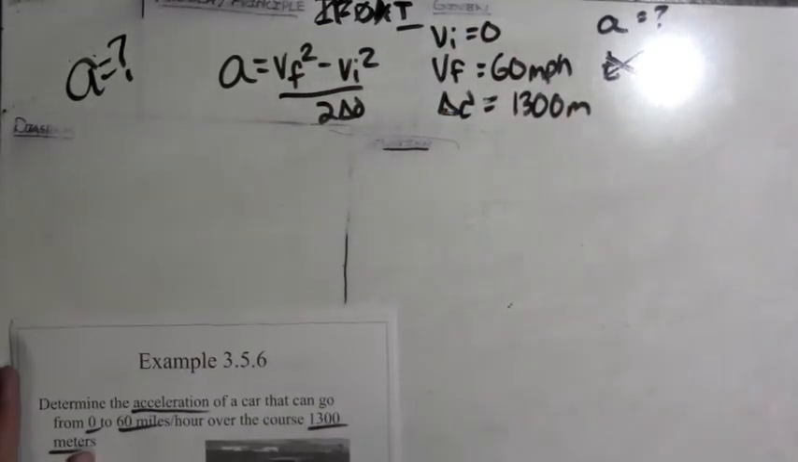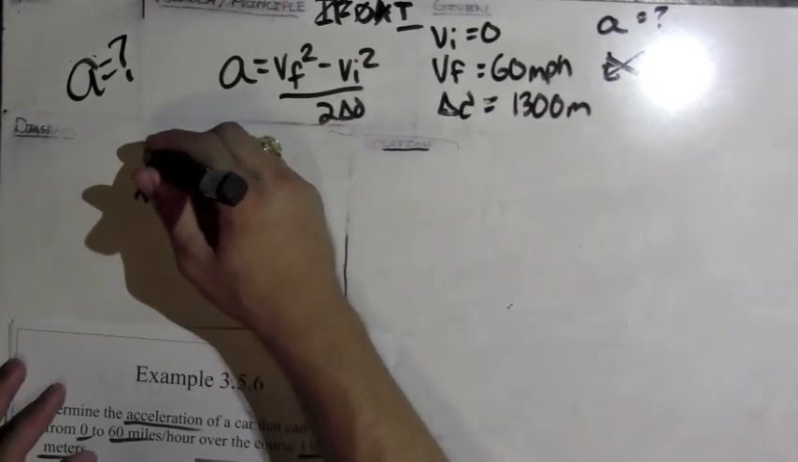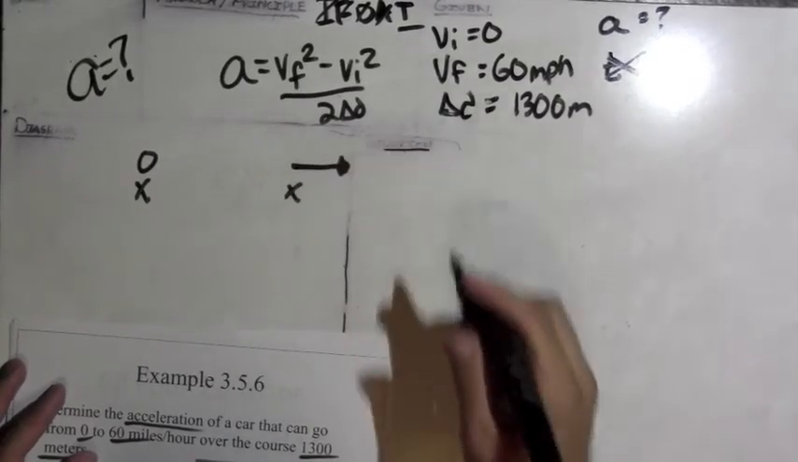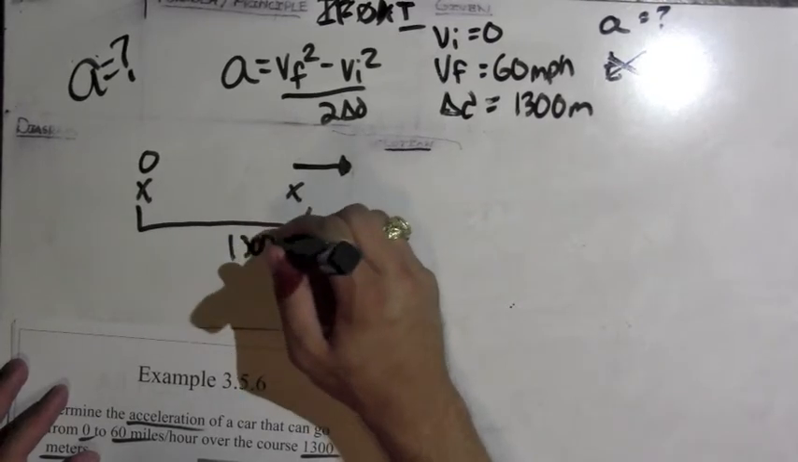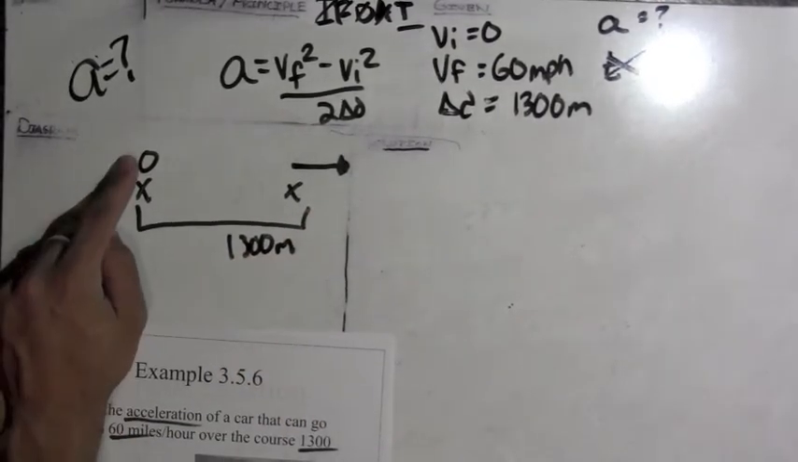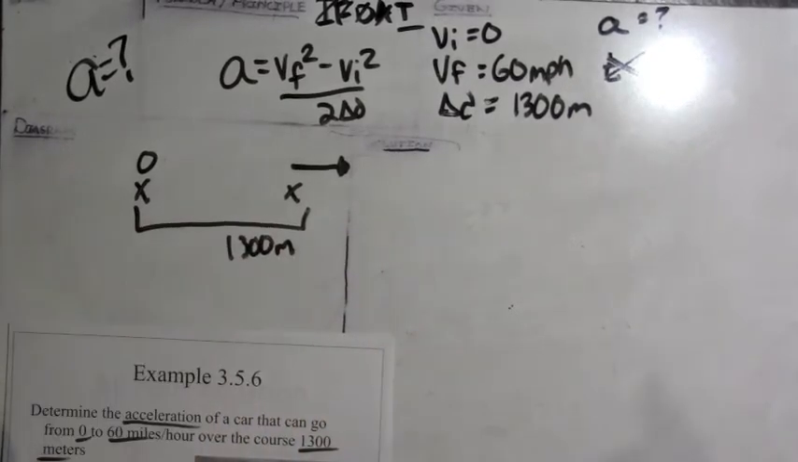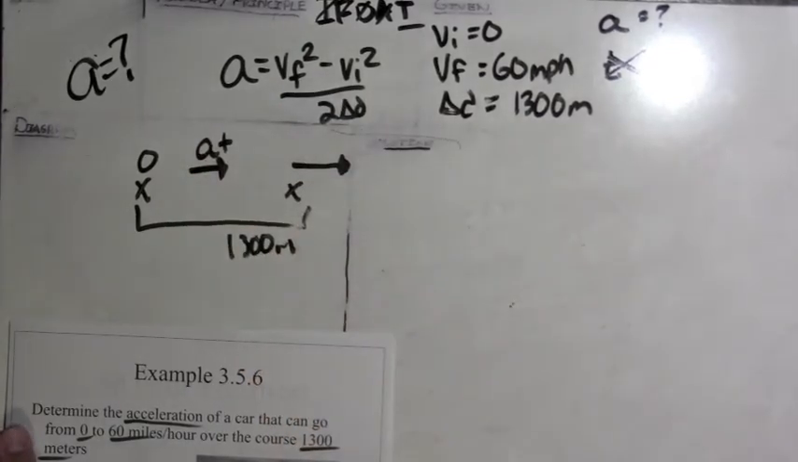So let's go ahead and convert real quick. Let's draw our picture first. So we have an initial velocity of 0. We have a final velocity that's going to be some number that we're going to calculate, and this all occurs over 1,300 meters. Now, since our initial velocity is 0 and our final velocity is positive, we know that the acceleration is going to be positive. It just kind of lets us know what to expect.